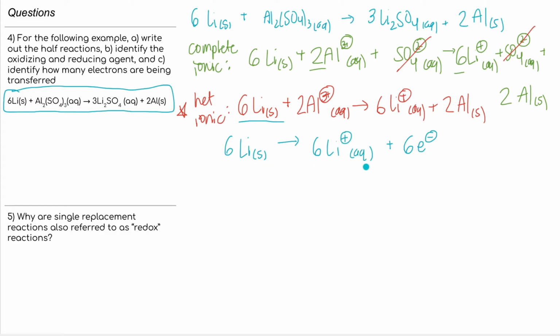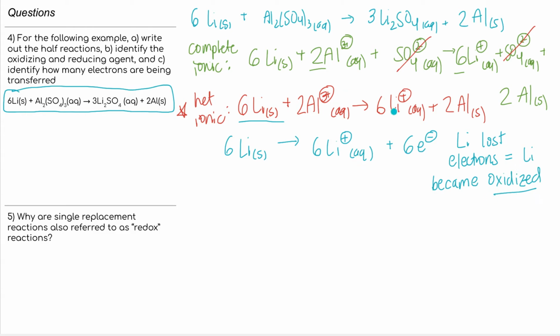Okay, so what this is showing is that lithium went from being a neutrally charged solid to becoming a cation, a positively charged cation in solution. And to do that, lithium had to lose electrons. Okay, so because lithium lost electrons, we're going to say that lithium became oxidized. Okay, so the thing that lost electrons, the thing that became more positively charged, is the thing that became oxidized.